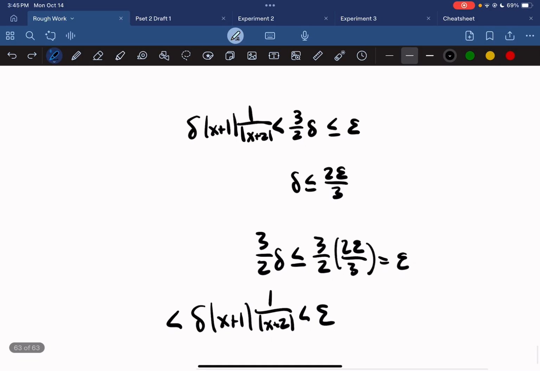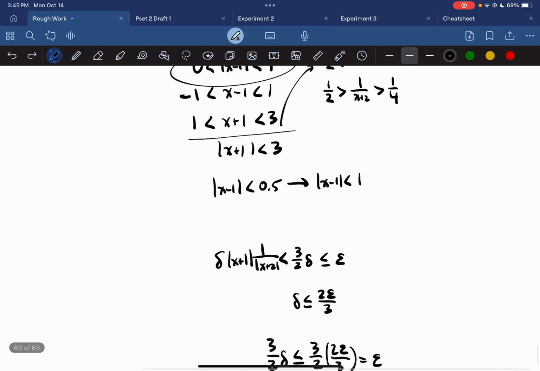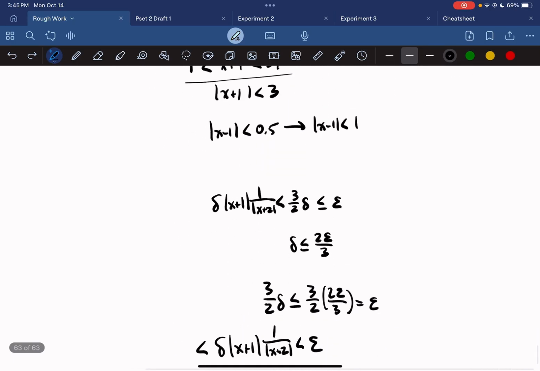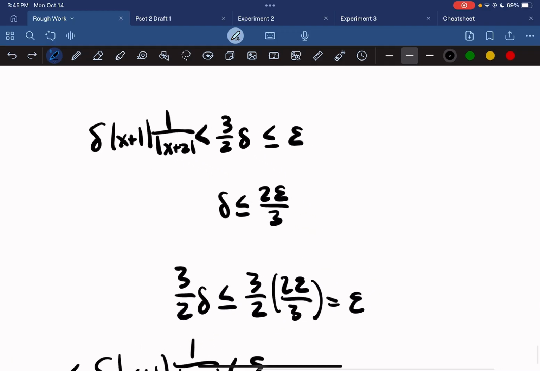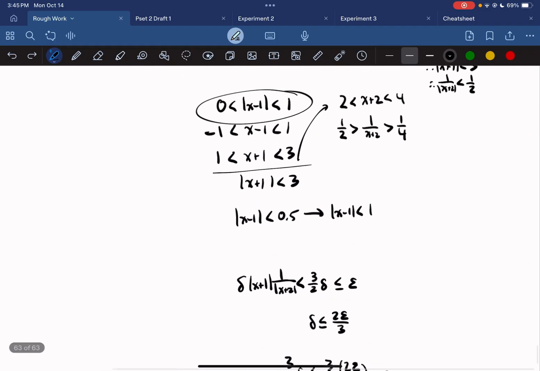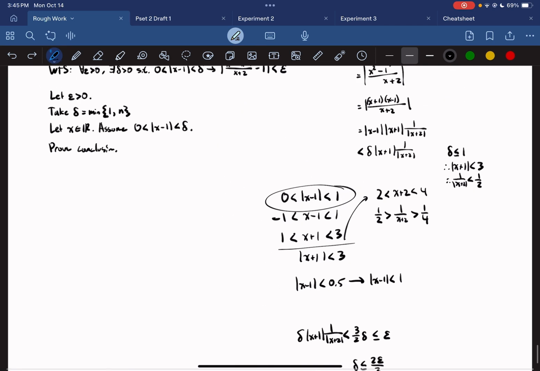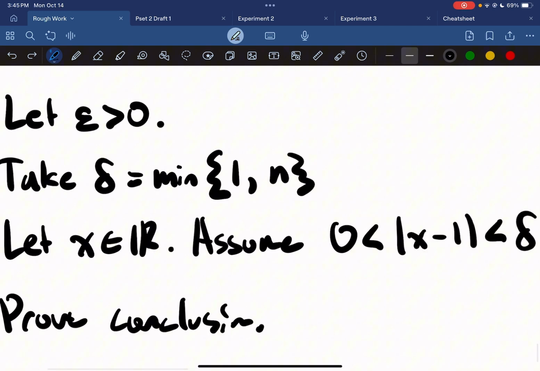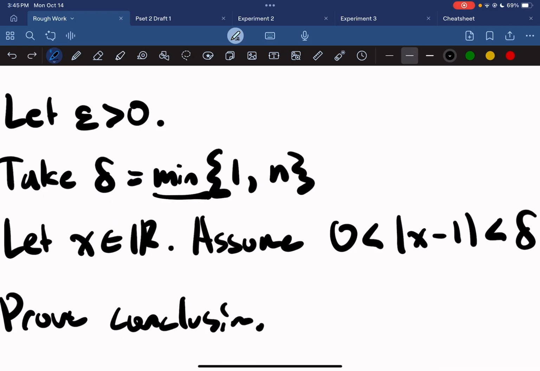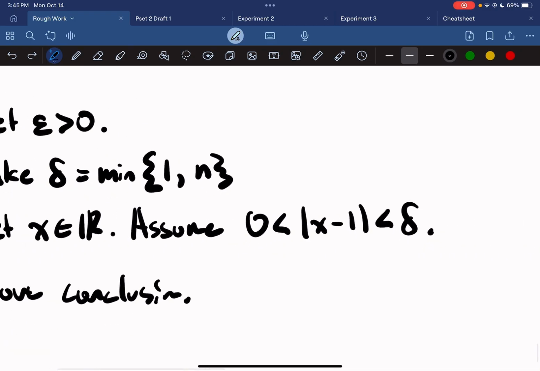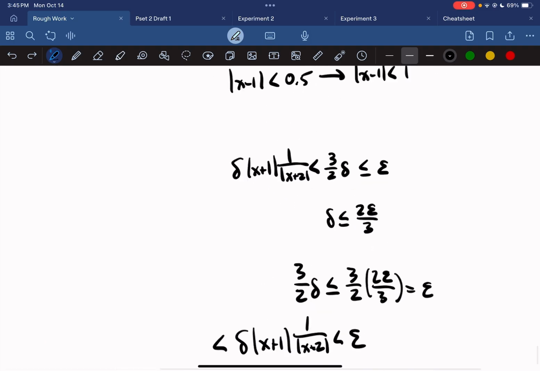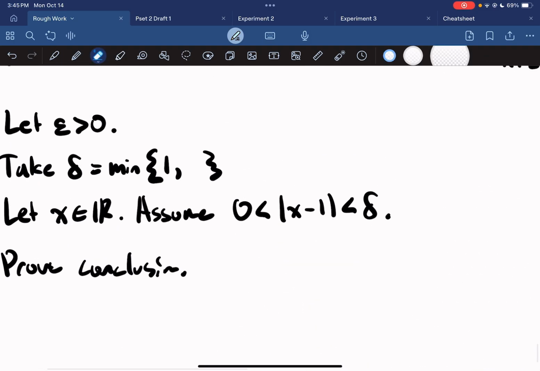But wait, there's a gap in our understanding here. If there's not, then that's really impressive. But if there is, this is why. We have 2 values of delta here. How can this work? How can we just have 2 values of delta? But like I said, we're taking the minimum value of 1 and some other value. And we found this other value as 2 epsilon over 3. So we can replace n with 2 epsilon over 3.